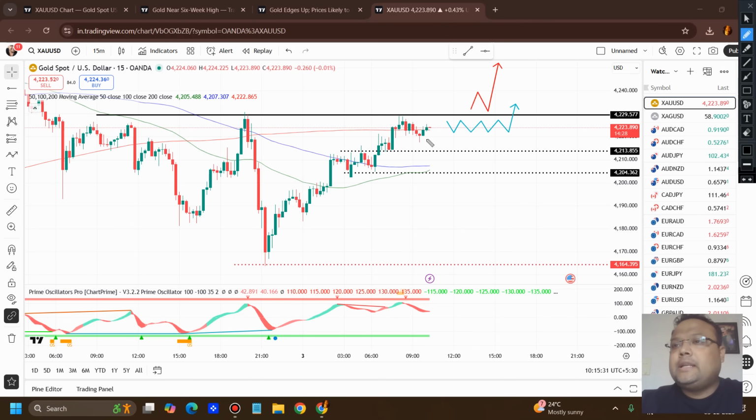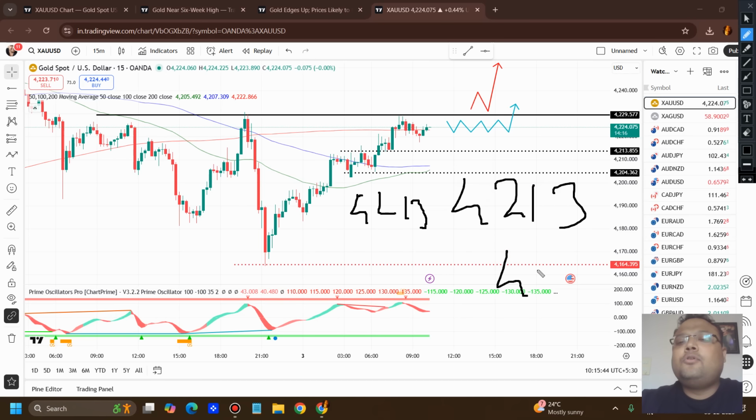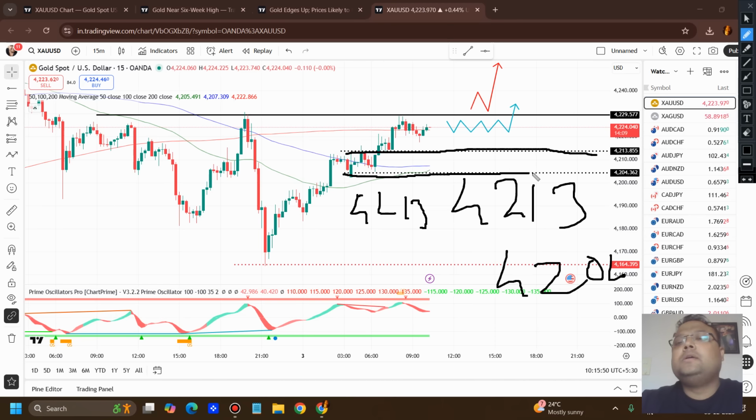But right now you can see that I have also drawn two dotted lines here. Before the US session, if you see the market taking support around 4213, 4204, these are a few levels where you can look for a bounce as a day trader. As a day trader, you can look for some quick bounces around these areas. Keep in mind these levels.